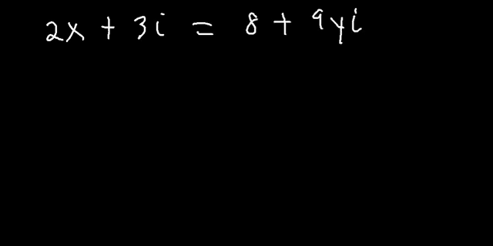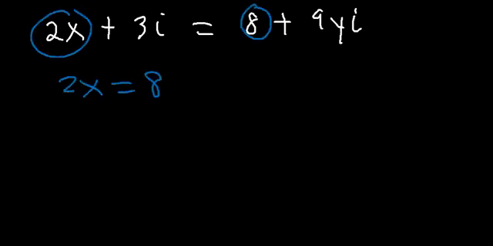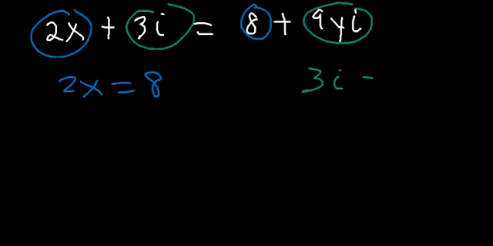So now let's try this one. 2x plus 3i is equal to 8 plus 9yi. So these are the real numbers. So let's set 2x equal to 8. And the imaginary numbers are the ones that contain i. So 3i is equal to 9yi.